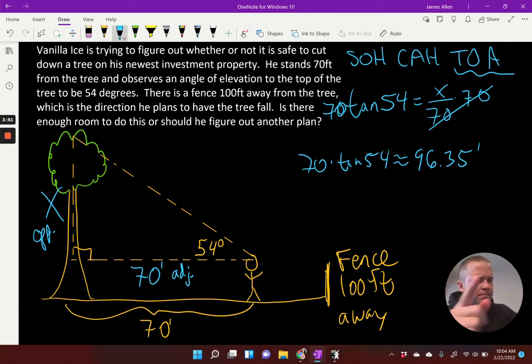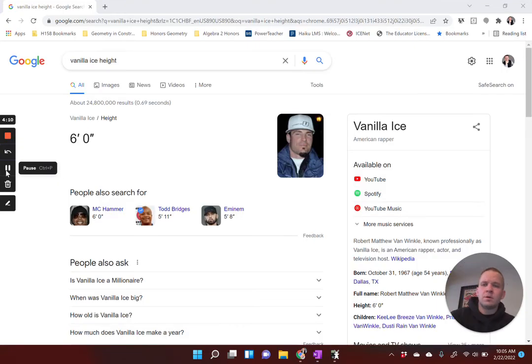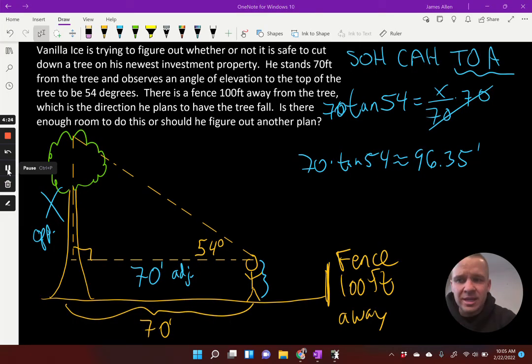Is that the total height of the tree? Perhaps there's something else we should take into account here. Now, in a math problem, say on a test or a quiz, I would prompt you with this information. But what are we not taking into account right now? Perhaps the height at which Vanilla is observing from. Maybe we hit the internet, figure out what his height is. Vanilla Ice's height, 6 foot, 0 inch. What a beautiful, wonderful number. So easy. MC Hammer, also 6 foot. Todd Bridges, 5'11", and then Eminem is 5'8". Perhaps they'll come up in later problems. So let's just go ahead and say that he's observing from that 6 foot mark. Really his eyes are going to be a little bit lower, but let's go with just 6 feet to make this a little bit easier.